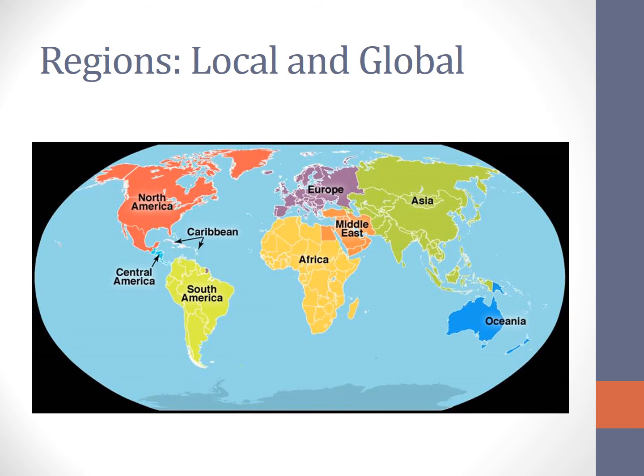A region is a unique area of Earth defined by one or more distinctive characteristics. A particular place can be included in more than one region depending on how the region is defined.